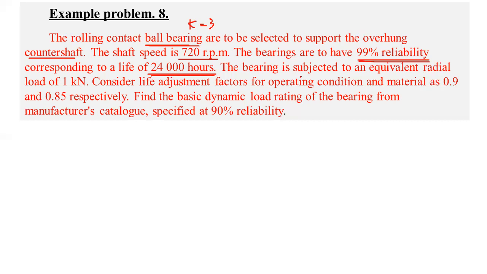The bearing is subjected to an equivalent radial load. Here, equivalent radial load is given, that is W, the load acting on bearing or on shaft. W equal to 1 kilonewton is given. Consider life adjustment factors for operating conditions and material as 0.9 and 0.85. These are the adjustment factors, so these are constant values. You have to multiply these values with the dynamic equivalent load.